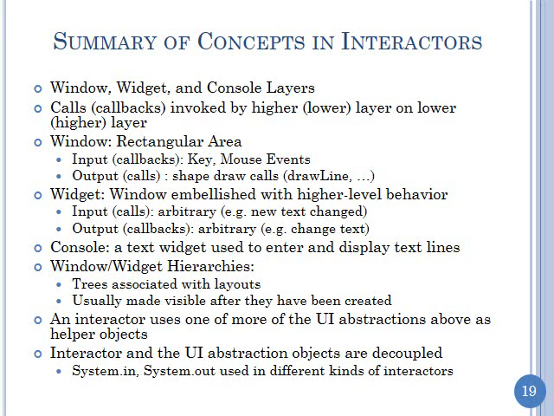So you have window, widget, and console layers. We talked about the different calls and callbacks. We defined windows, okay? Then we said widgets are basically windows with some extra behavior. And then console is just a text widget with some extra behavior. So you see the abstraction levels here. And you can have window and widget hierarchies. And that's something that you all came up with yourself based on what you've seen. And you have separation between interactor and the abstraction objects, and you can use that abstraction in useful ways. Okay, questions?